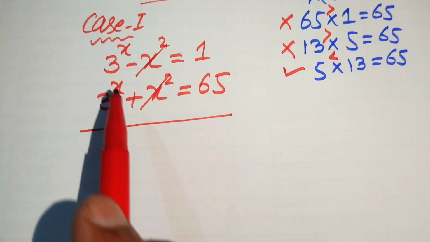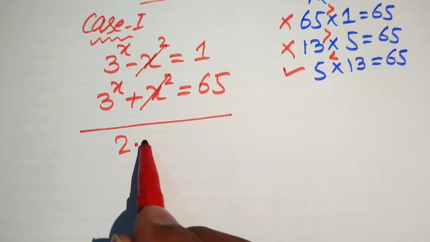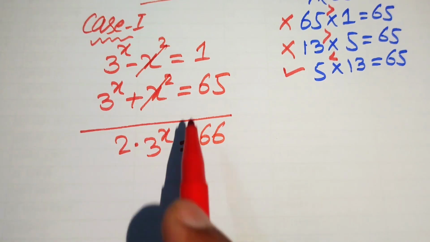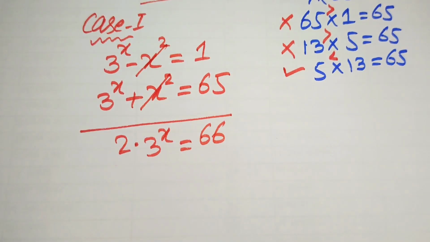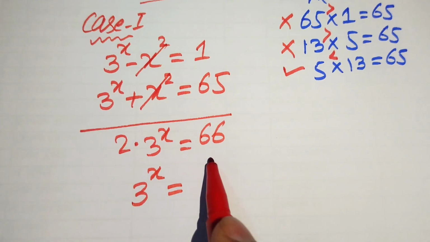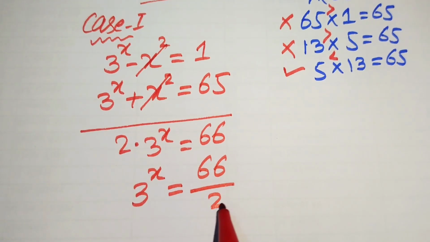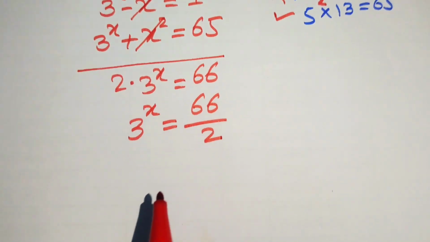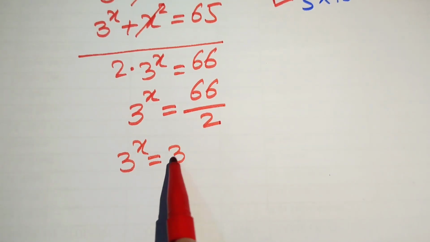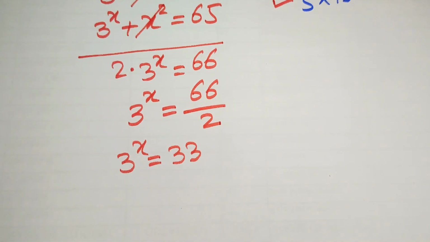So you get 2 into 3 to the power of x is equal to 66, because 1 plus 65 becomes 66, and here 3 to the power of x is equal to 66 divided by 2, since 2 is multiplied. When we divide it, you get 3 to the power of x equals 33.